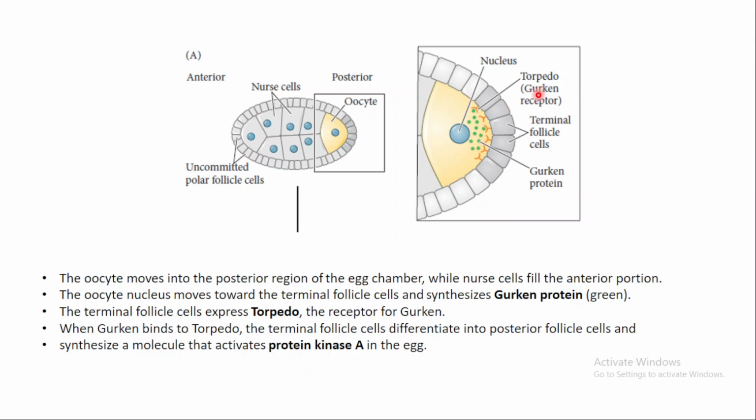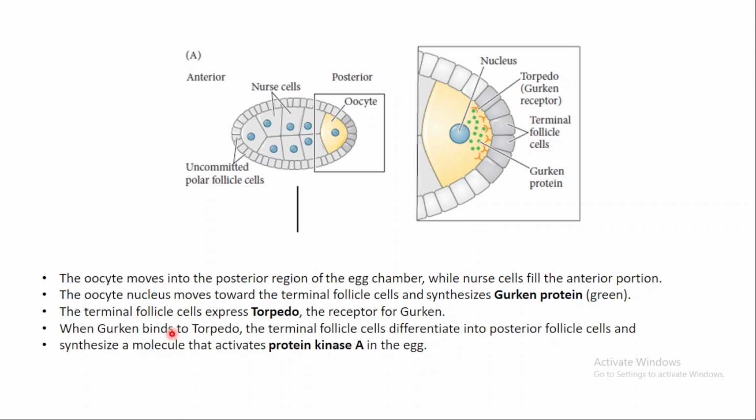And what the terminal follicle cells do, the follicle cells which are surrounding the oocyte, will express the receptor for the Gurken protein, which is called Torpedo, the receptor for Gurken. So you can see how the oocyte and terminal follicular cells harmonize. The oocyte nucleus produces the ligand, the Gurken protein, and the terminal follicle cells produce the receptor. So they express the receptor on the surface as if to receive the signal coming from the oocyte nucleus.